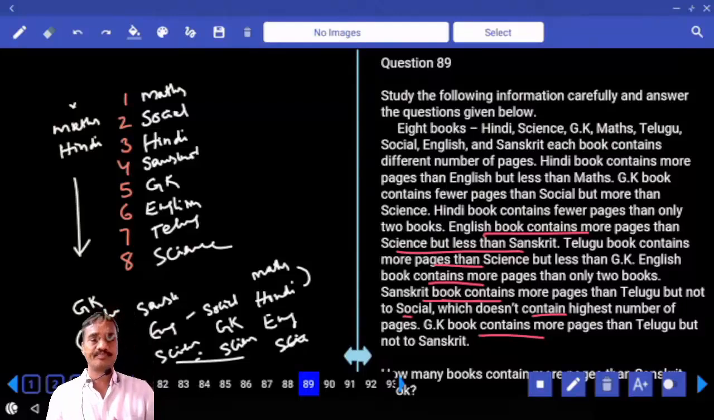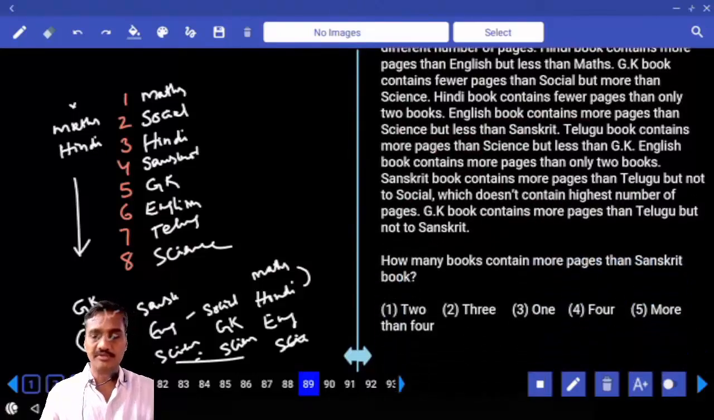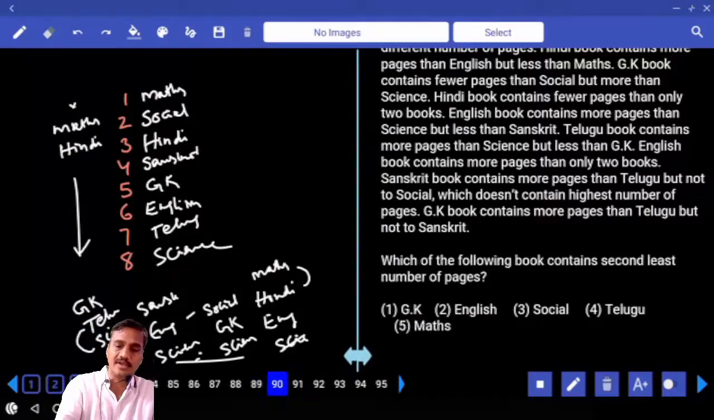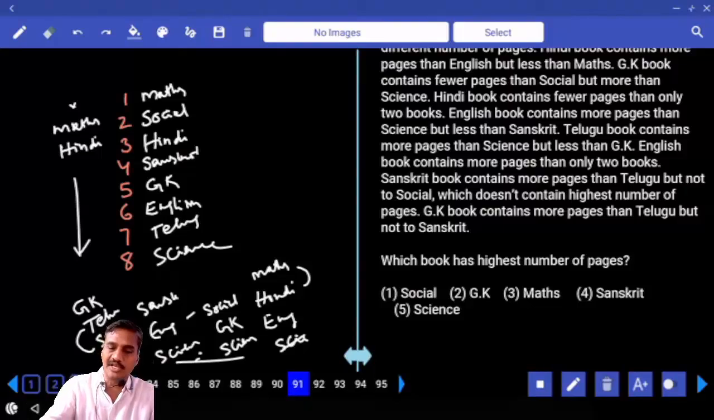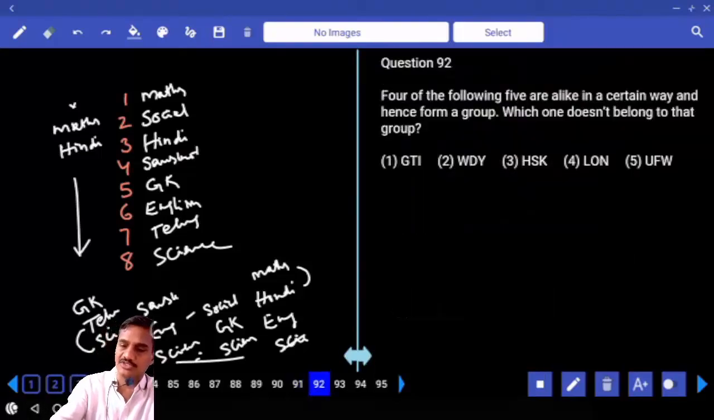Clear? Maths, social, Hindi, Sanskrit, GK, English, Telugu and science is the order. Then 89, how many books contain more pages than Sanskrit? More than Sanskrit, only 3, choice 2. And 90, which of the following books contains the second least? That is Telugu, choice 4. And which book has the highest number of pages? Mathematics, choice 3.